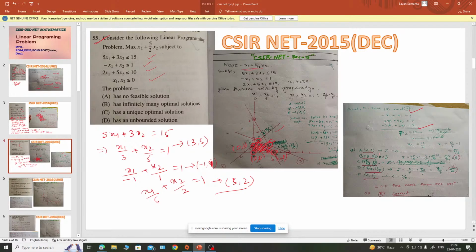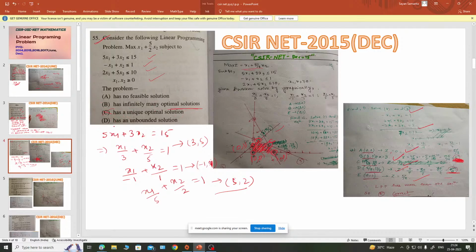So now we find Z at 0, 0, Z at 15 by 9, 20 by 9, Z at 5 by 7, 12 by 7, and that is E, Z at 0, 1. So this is our value. Here we see that at 15 by 9, 20 by 9 the value is 5, and at 5 by 7, 12 by 7 the value is also 5. So these two optimal solutions exist, meaning more than one optimal solution exists. So option B is correct: it has infinitely many optimal values.